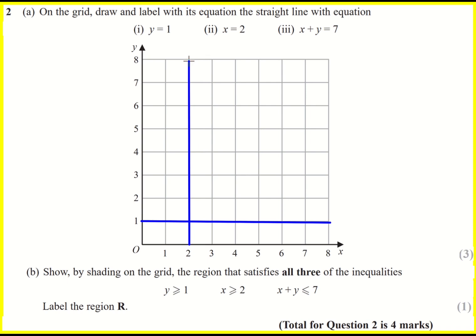So for x equals 2, it's very similar, but now it's the x-axis we're dealing with. It's this vertical line. So y is now changing, but every coordinate on this line, x is equal to 2.